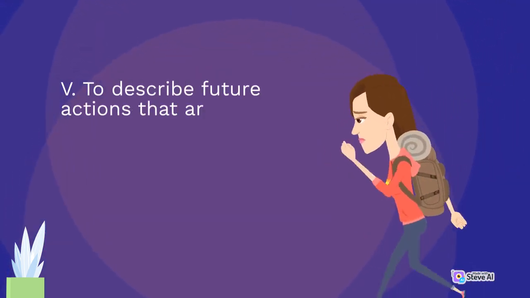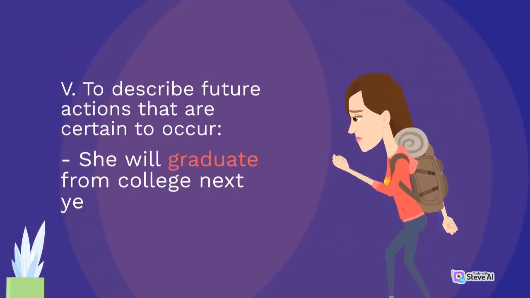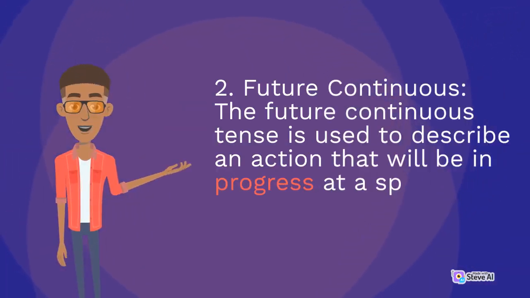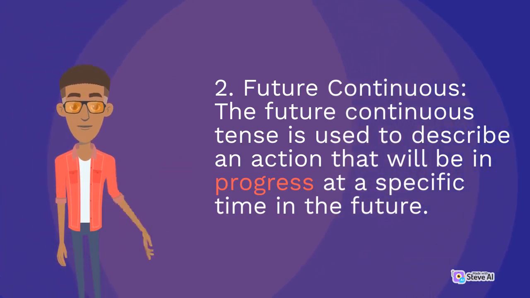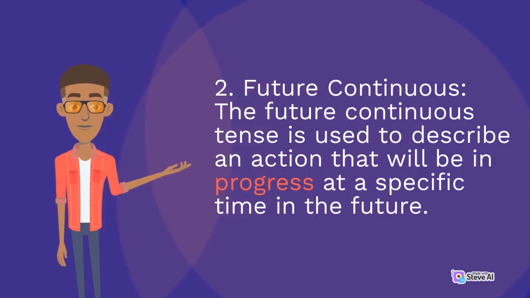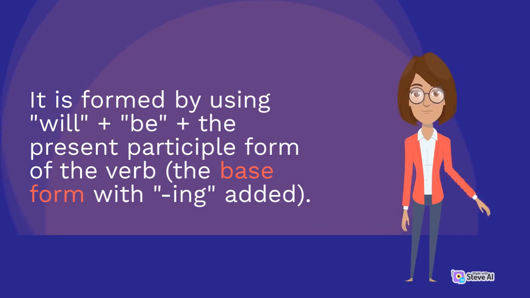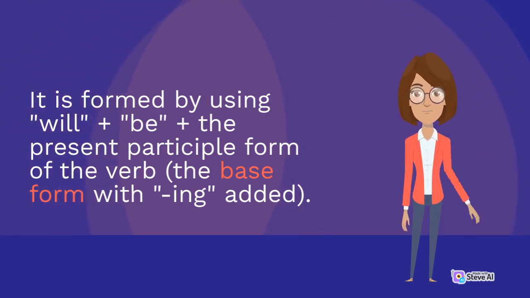V. To describe future actions that are certain to occur. She will graduate from college next year. 2. Future continuous. The future continuous tense is used to describe an action that will be in progress at a specific time in the future. It is formed by using will plus be plus the present participle form of the verb, the base form with ing added.